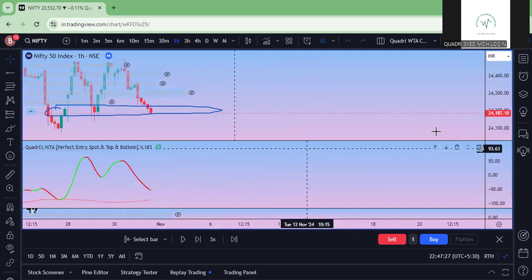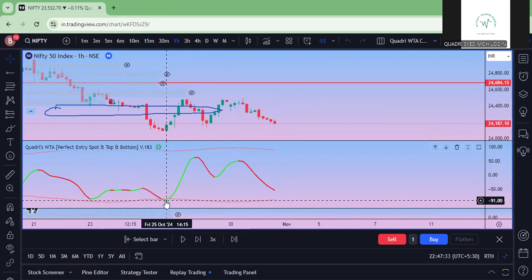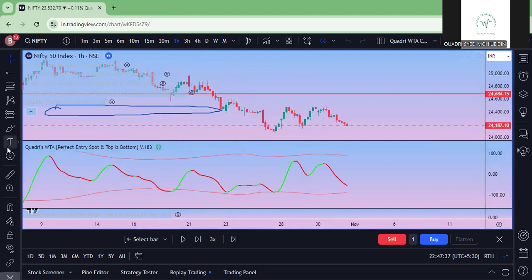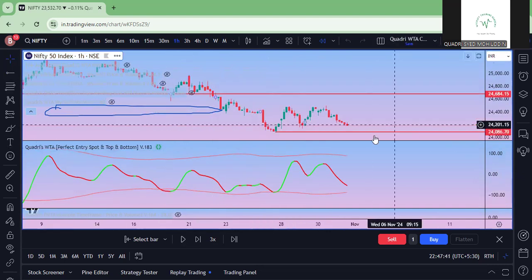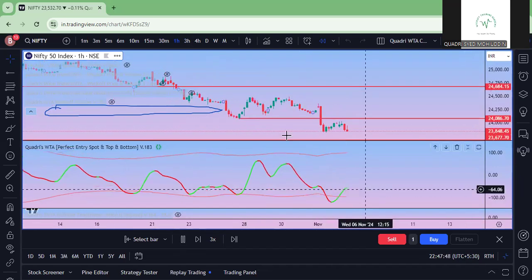Now, an important point to see is, has the line breached below? Yes, this has gone down and turned around. So I can consider this as this particular level. So now let us see what is happening.